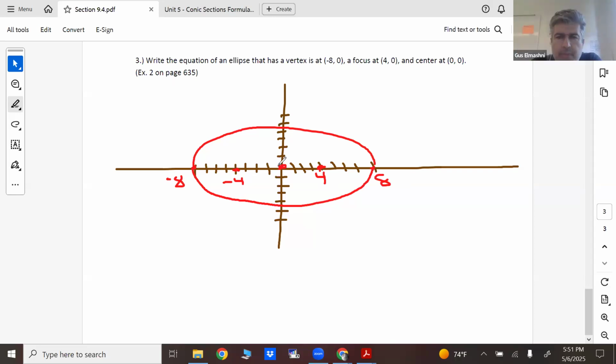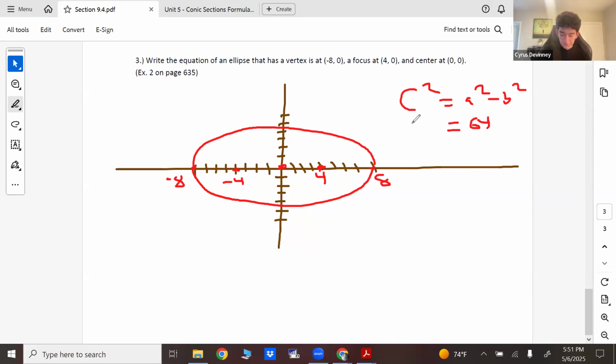Okay. So c squared equals a squared minus b squared. So b squared's got to be 48. So you're using that formula that involves foci. It's called analytical geometry because you're obviously being more analytical.